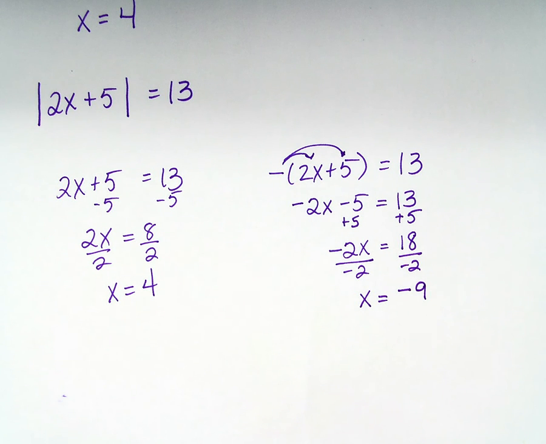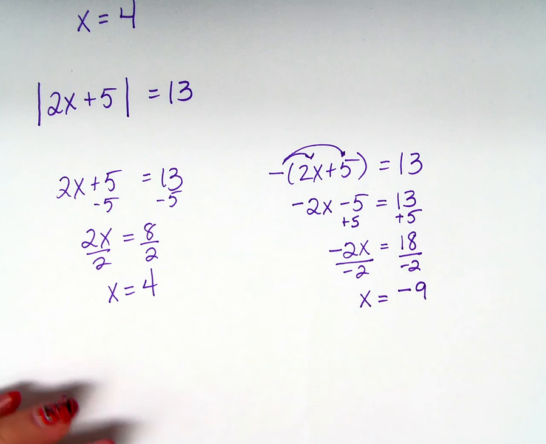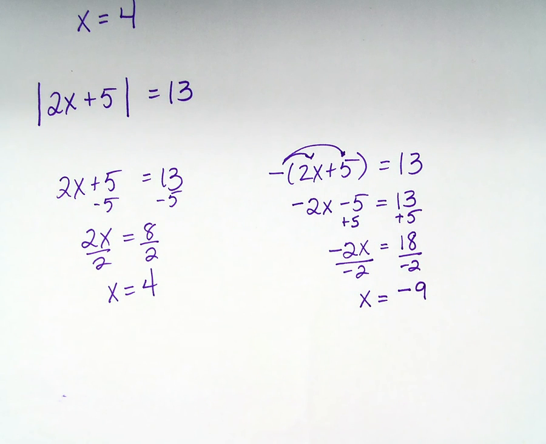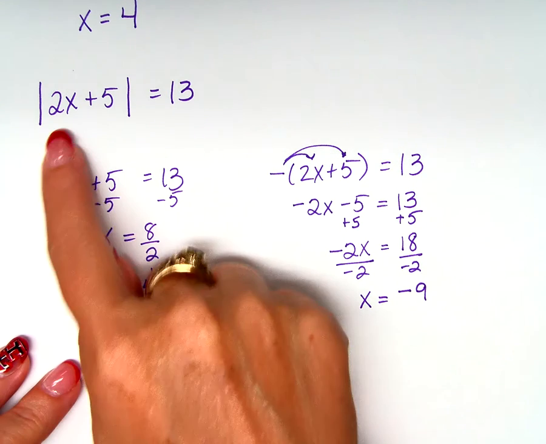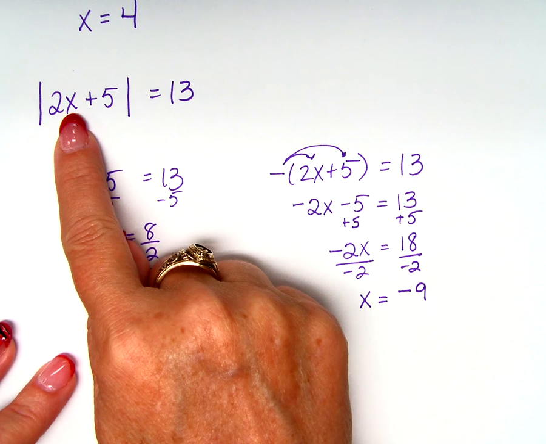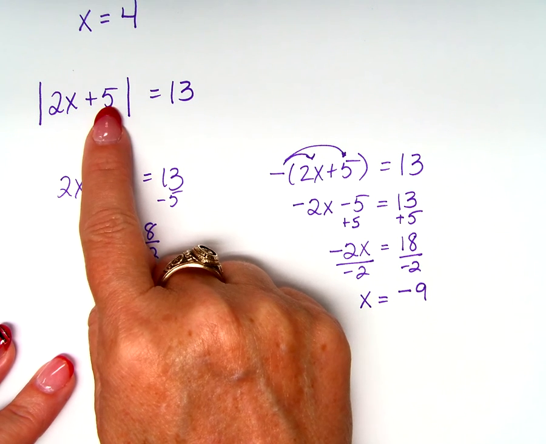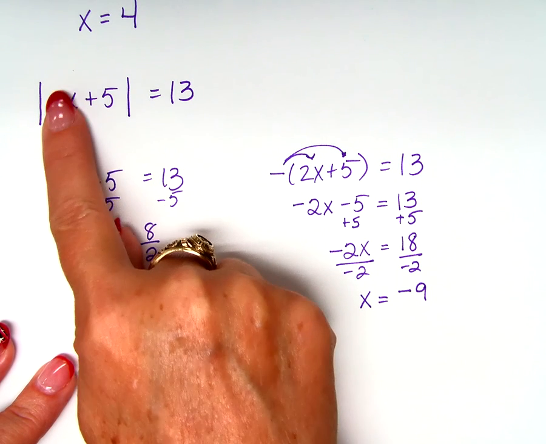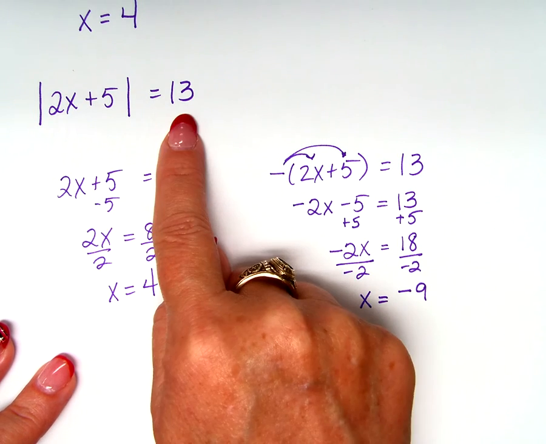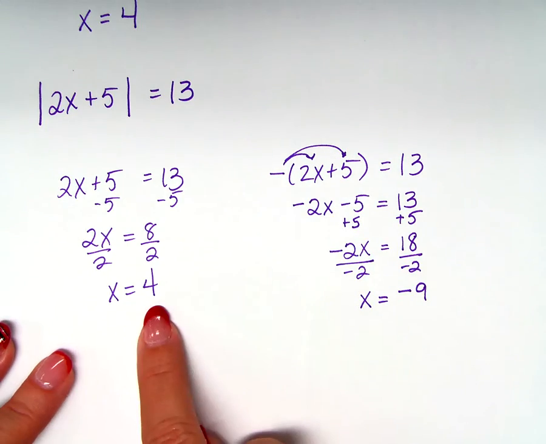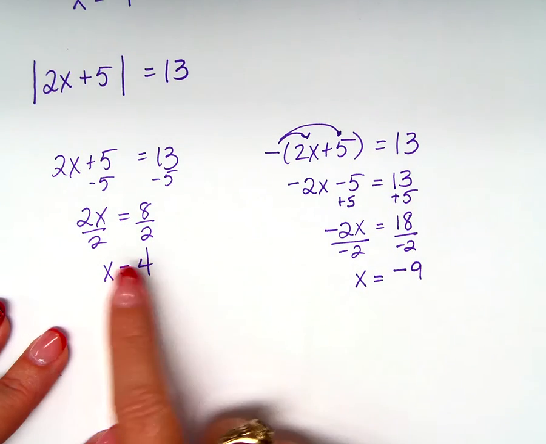Now, which one of these answers is right? So that sounded more like a question. You're like, both of them? We could check, though, couldn't we? 4. 2 times 4. 8 plus 5. What is the absolute value of 13? Does 13 equal 13? Yeah, so we know that's right. We kind of knew it was right before, but we for sure know it's right now, right?